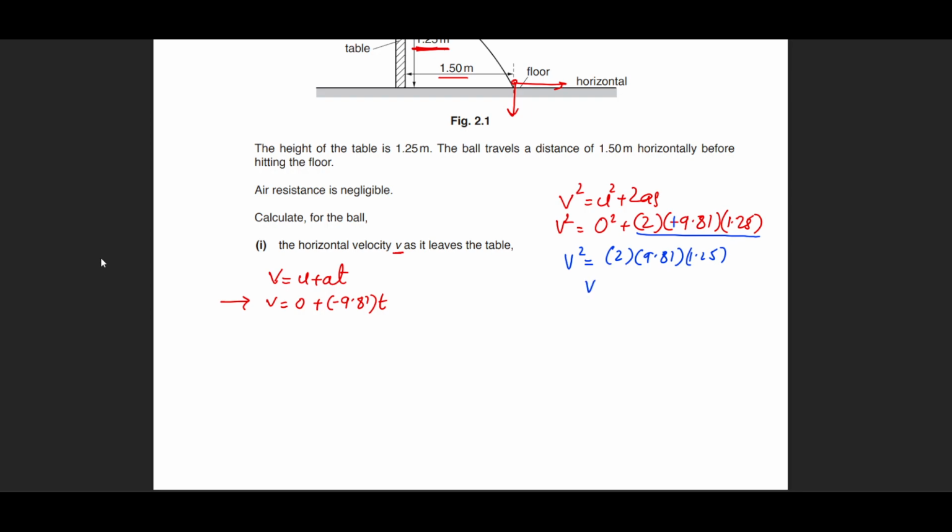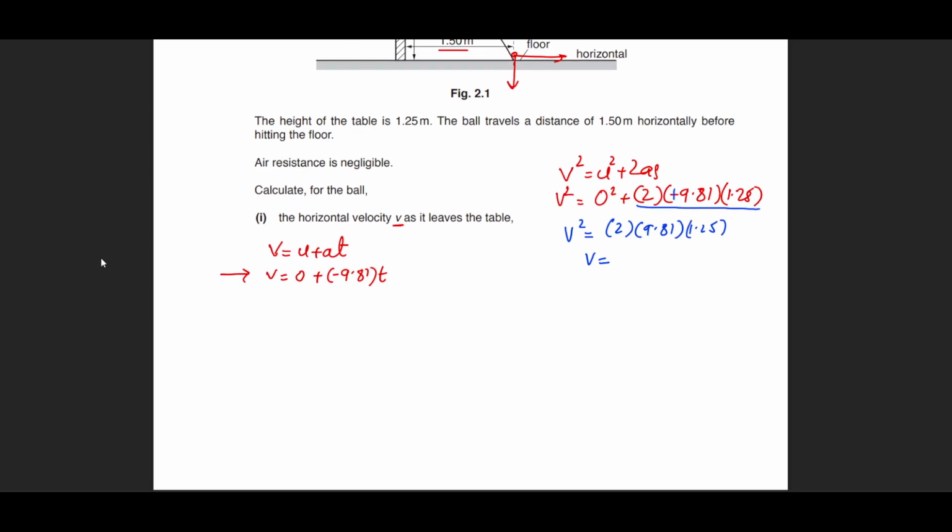There is another equation you could have used to find the time, that is s equals ut plus half at squared. We could have done that as well. We're going to look at it that way too, so that we can fully understand all the equations and all the ways of solving the system. So that would be 2 into 9.81 into 1.25, and simply taking the square root of the answer, that would be 4.95 meters per second. So that is the downwards velocity, right?